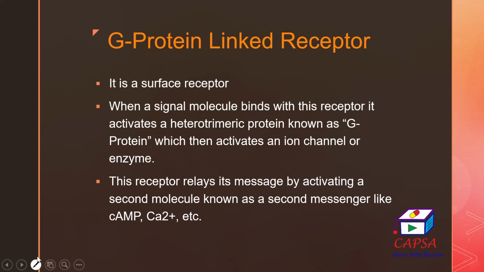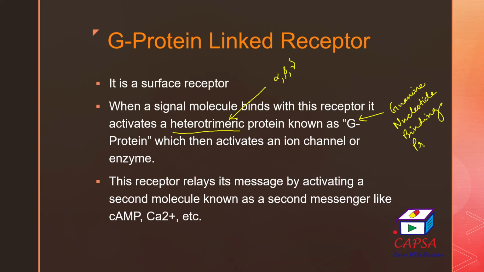Now, what do you mean by heterotrimeric? Heterotrimeric means this G protein consists of three subunits, that is alpha, beta and gamma. What does G stand for? G stands for guanine nucleotide binding protein.